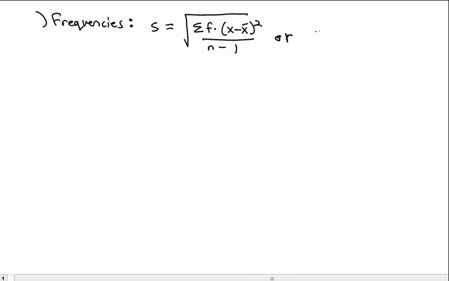Or if we're dealing with a population, sigma is equal to the square root of the sum of the frequencies times x minus x bar squared over the number. Again, the big difference is with the population, we only divide by n, the number.